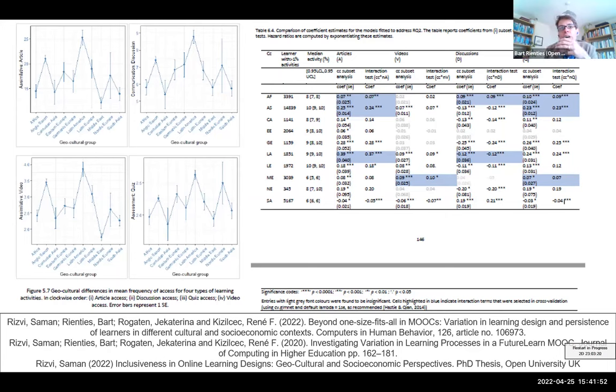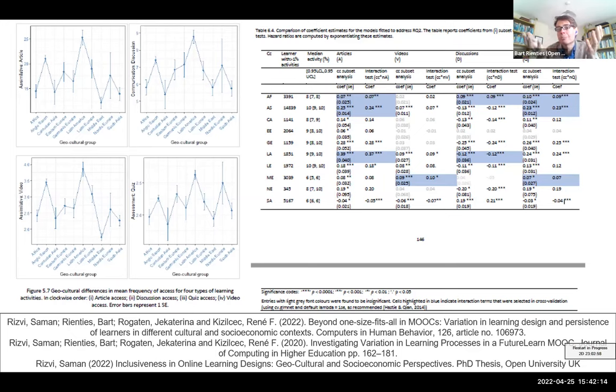So we found in our research that when we're designing courses, we often design them based on a kind of UK perspective, and that in a way advantages UK students, while students from different regions like Latin America or perhaps Asia might prefer different types of learning activities.